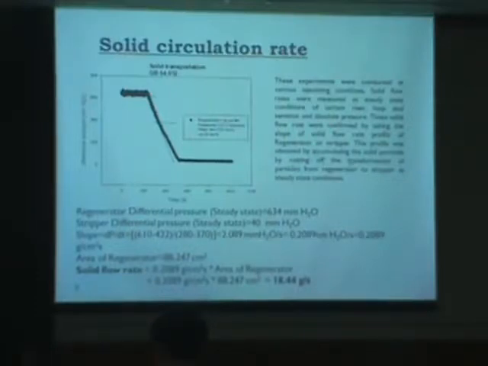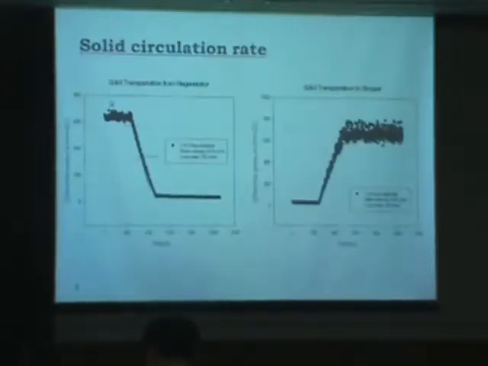This profile was obtained by accumulating the solid particles by cutting off the transfer of particles from regenerator to stripper at steady state condition, and by following this method, we calculate solid circulation rate for each case. This is, for example, the transfer from regenerator to stripper. You can see in this profile, when the particles move towards the other section, the pressure drop decreases, and at the same time, the pileup of particles in the stripper increases.